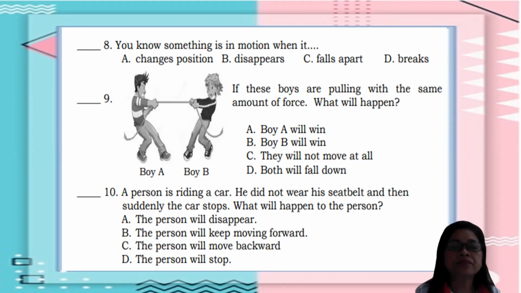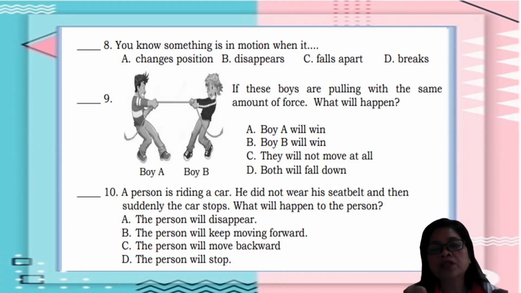Number 9. If these boys are pulling with the same amount of force, what will happen? A, boy A will win. B, boy B will win. C, they will not move at all. D, both will fall down. All right. The answer is letter C. They will not move at all because they are exerting the same amount of force. So wala nang maggagalaw sa kanila.